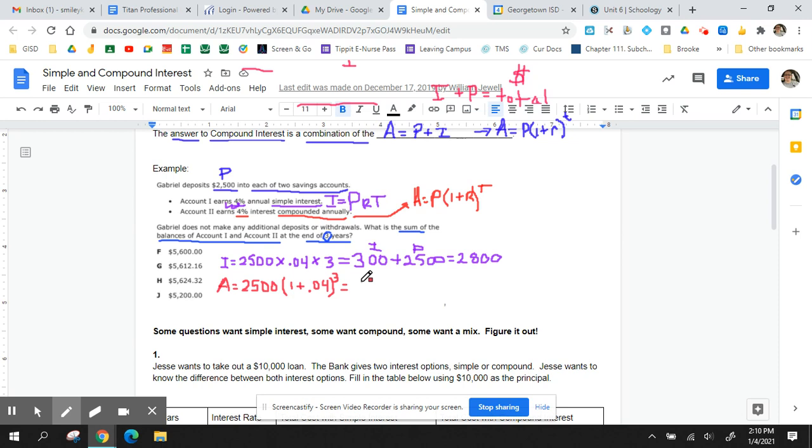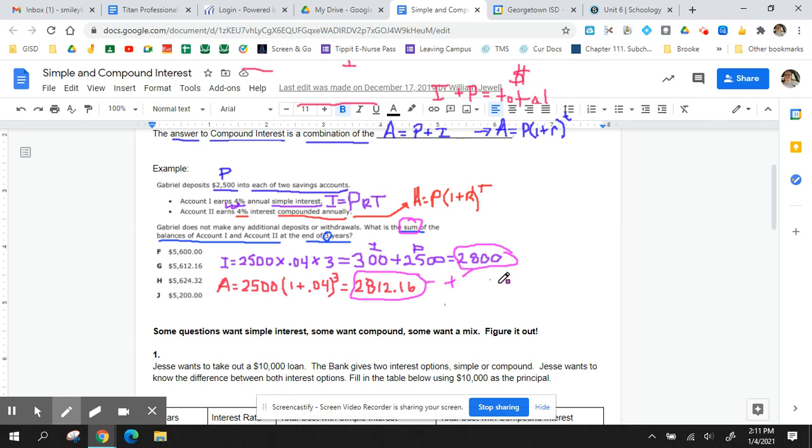So if I type that in my calculator or I go to Desmos, I get $2,812 and 16 cents. Now, we have to go back to look at what our question initially asked us. What it asked us was, what is the sum of our balances? So what I'm going to do is add this 2,800 and this 2,812.16. I'm going to add these two together.